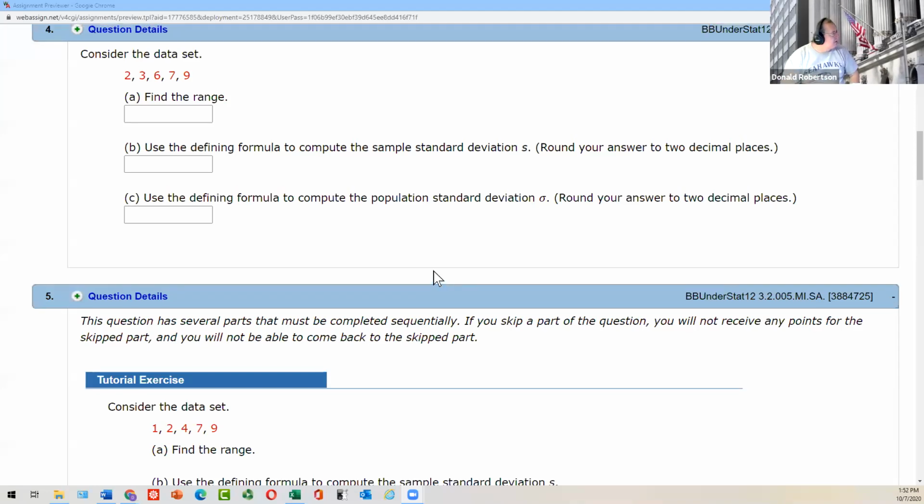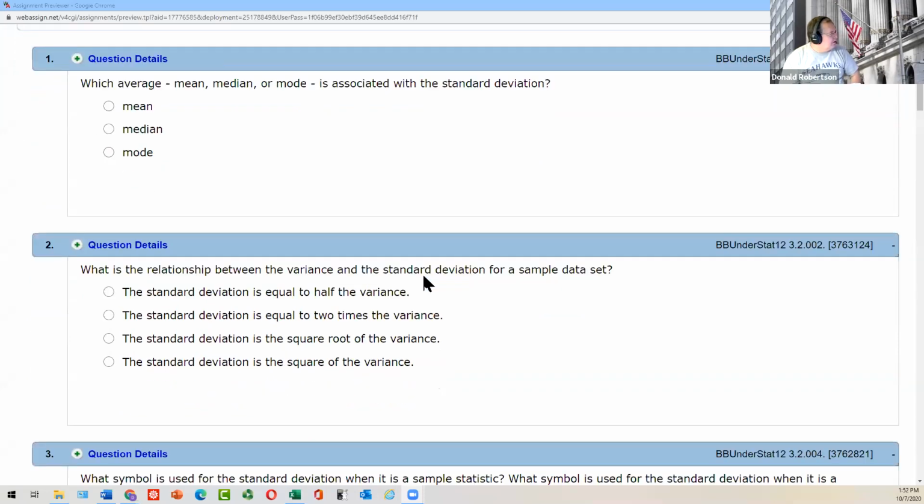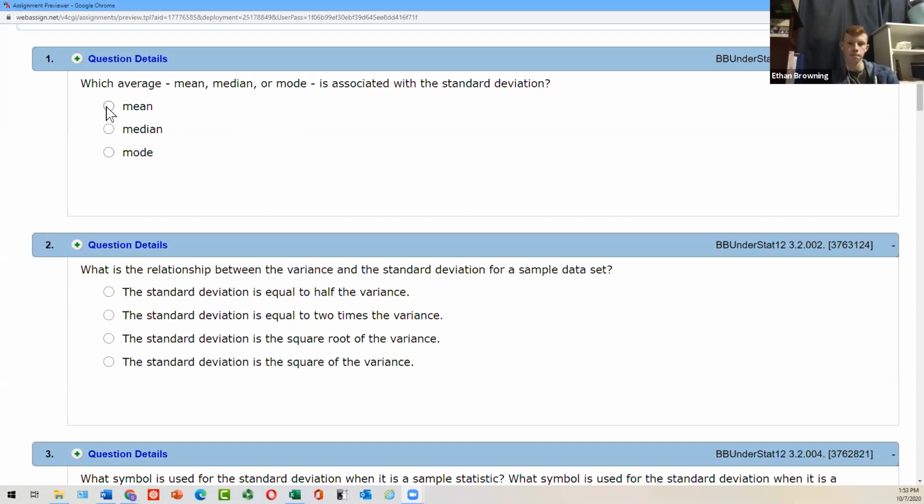Right, I guess I should scroll up. I'm just going to get questions 1 to 3 out of the way. It's the same question for everybody. It says, which average, the mean, the median, or the mode is associated with the standard deviation? Do you remember that one and only time I did it by hand? Which one of those 3 was part of that calculation? The mean. And that's the end of question 1.